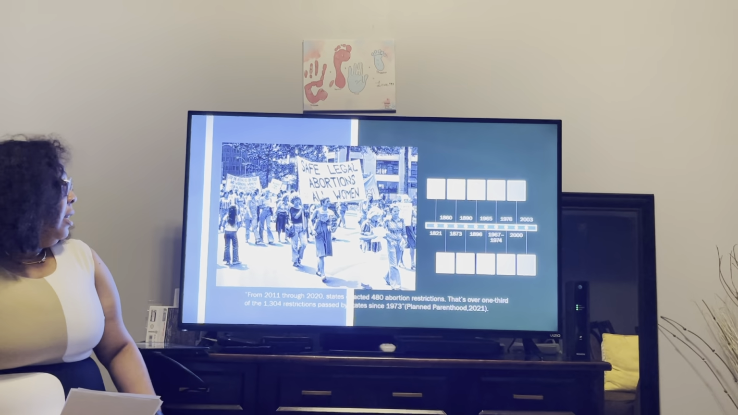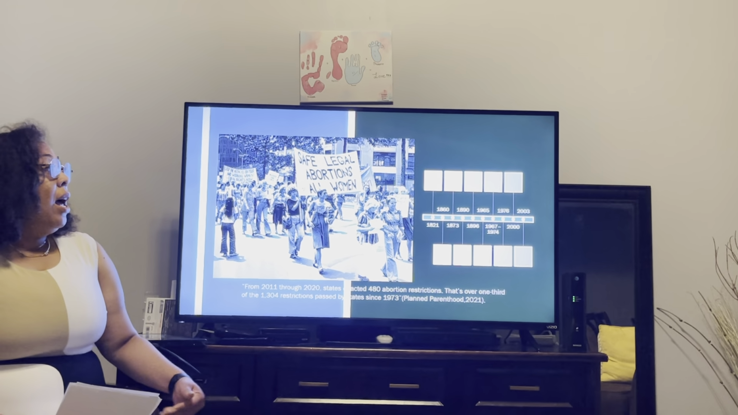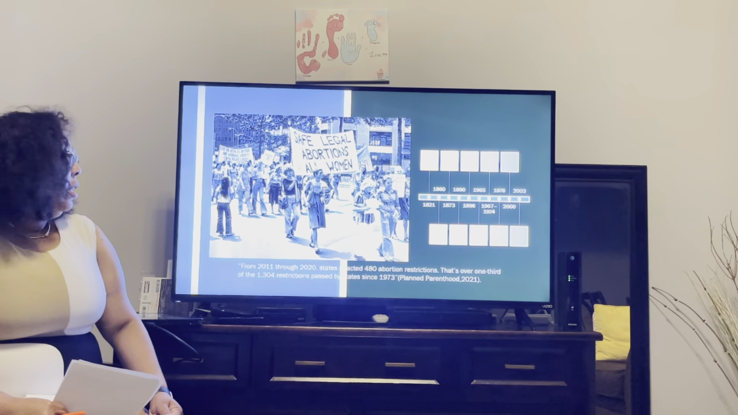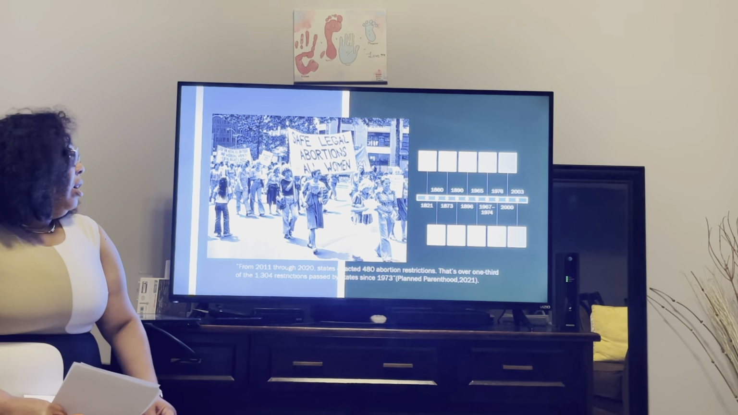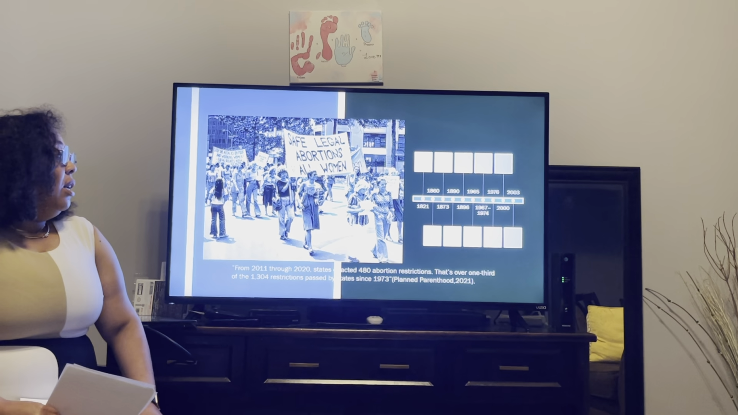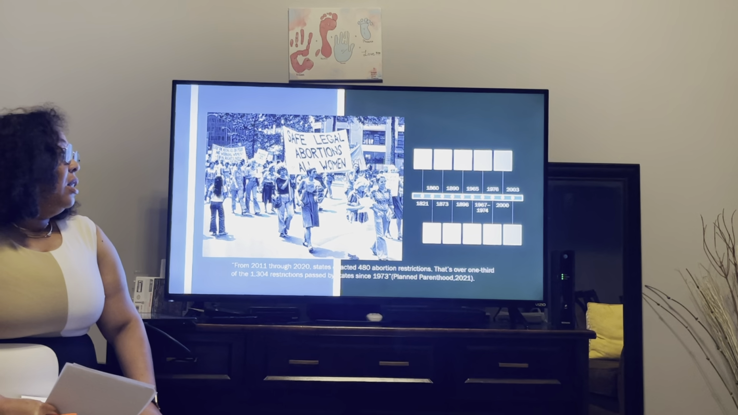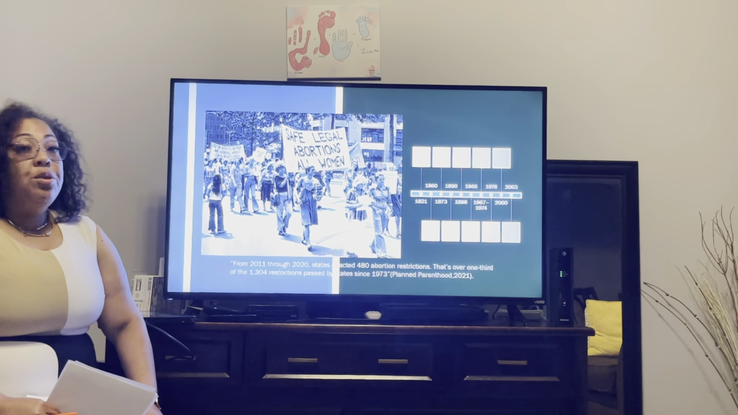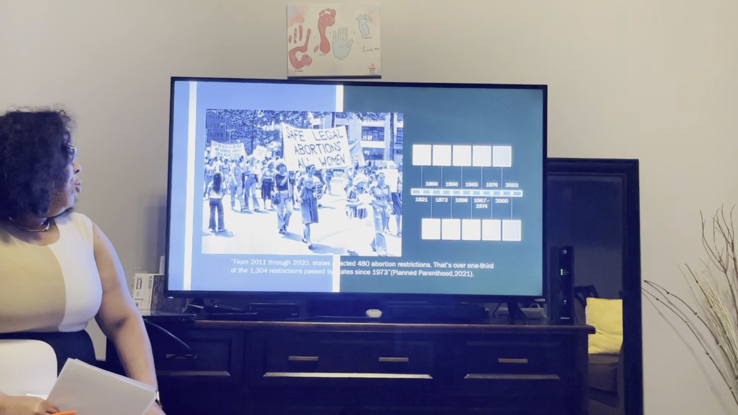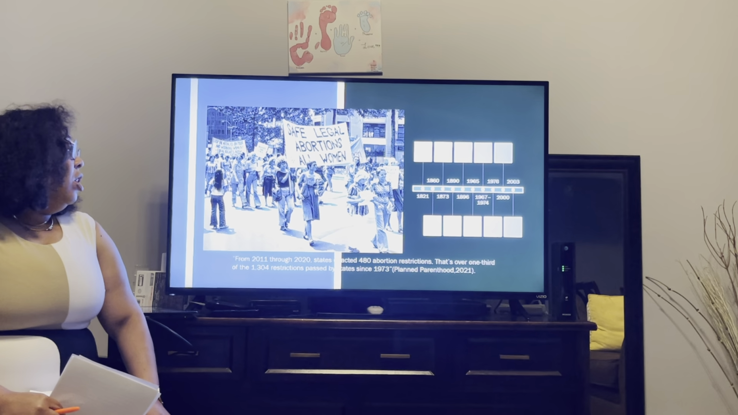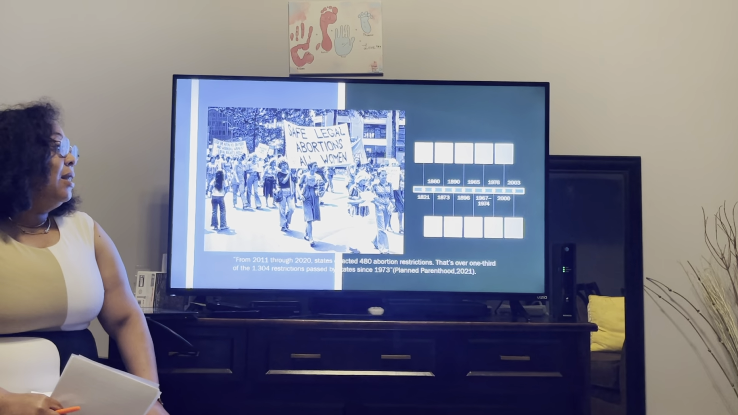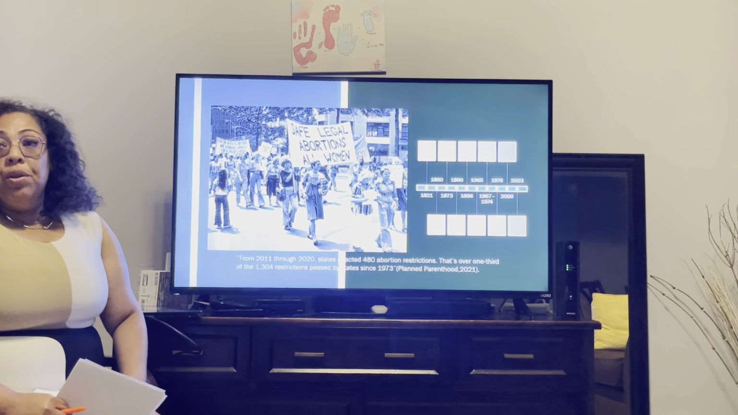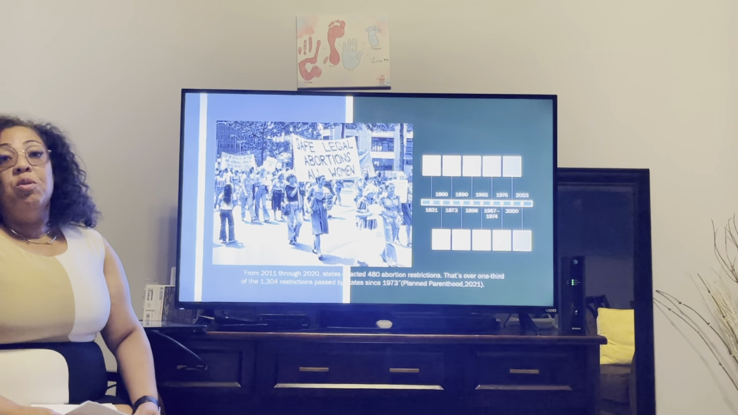So currently, from 2000, since we've had the new laws and through this new era that we are in, from 2011 through 2020, states enacted 480 abortion restrictions. That's over 1/3 of the 1,304 restrictions passed by states since 1973. So it seems as if instead of moving forward, we are now beginning to move backwards.